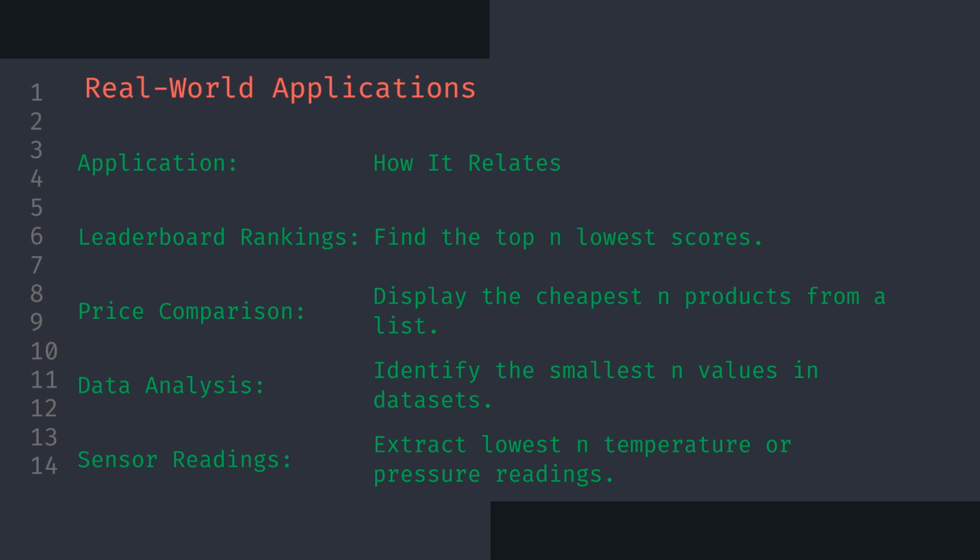This function is widely used in leaderboards, price comparison tools, and sensor data analysis. Whether identifying the cheapest products, finding the lowest temperatures, or ranking player scores, the function ensures quick and accurate results.